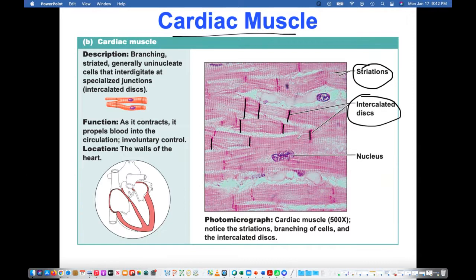Remember, cells come together and they form junctions. The type of junctions that are involved with cardiac muscle is called a gap junction. Gap junctions are involved wherever we have fast, rapid forms of cellular communication.